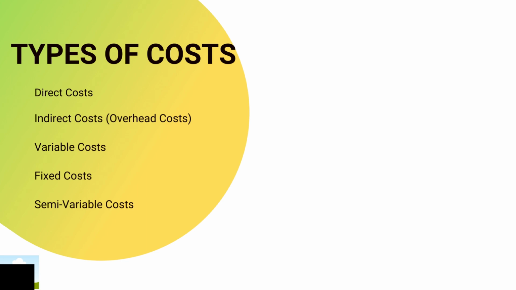Then we have the variable costs. Variable costs are costs that change in direct proportion to changes in production volume, like raw materials for manufacturing. Then we have the fixed costs, and these are costs that remain constant regardless of changes in production volume, such as rent and insurance. Then another type, we have semi-variable costs. These are costs that have both fixed and variable components, like utility bills that have a base charge plus variable usage charges.